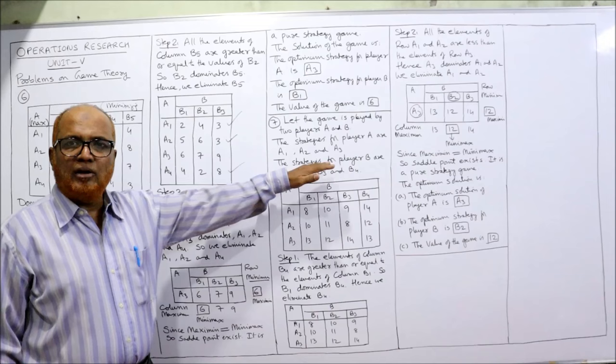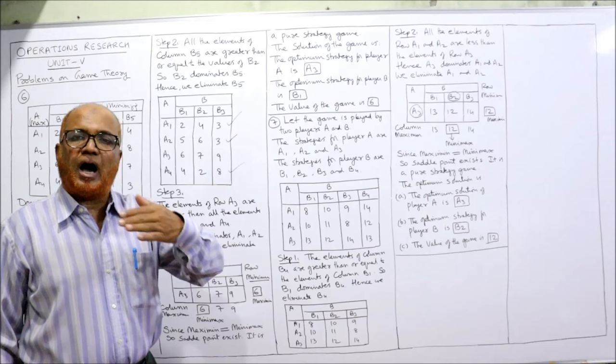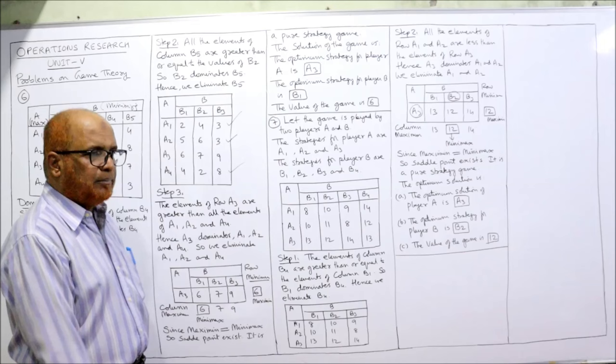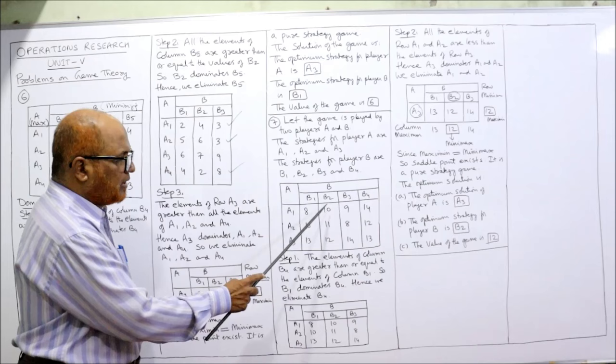Minimizing player. In columns, we will have minimizing player. He will keep the minimum and eliminate the maximum. Higher values will be eliminated. So the elements of column B4 are greater than or equal to the elements of column B1. So B1 dominates B4. Hence, we eliminate B4. This B4 gone. Now remaining A1, A2, A3, B1, B2, B3. Same elements are taken, right?